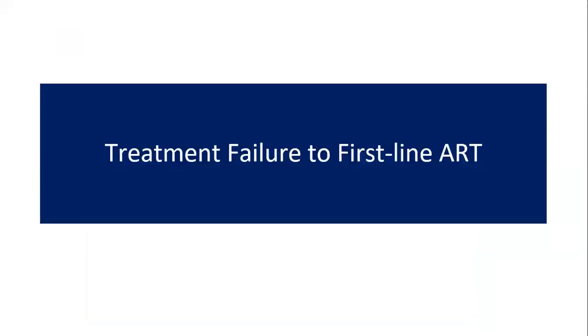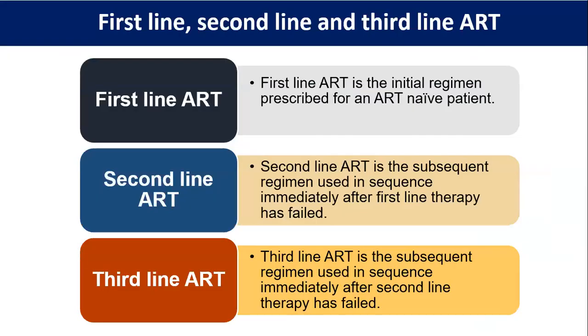Now let us discuss treatment failure to first line ART. Before we discuss failure to first line, second line, and third line ART, let us know what is first line ART. For any PLHIV who is not on ART, that is an ART naive patient, any ART regimen that is prescribed for the patient is called the first line ART for that particular patient. Second line ART is the subsequent ART regimen used in sequence immediately after the patient fails the first line therapy. Third line ART regimens are those used in sequence immediately after the patient fails the second line ART.